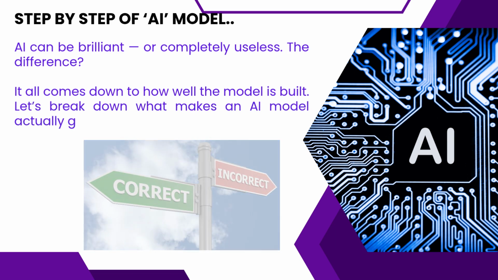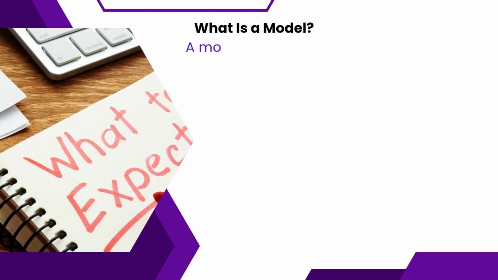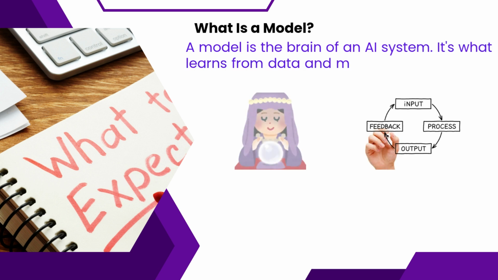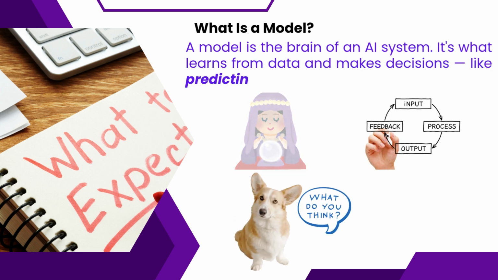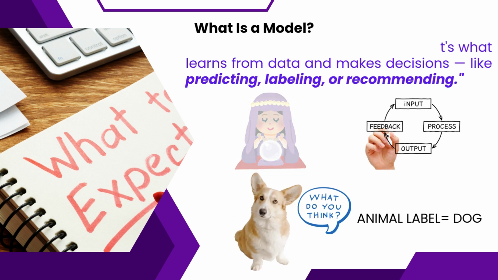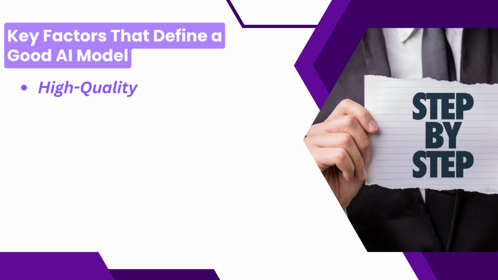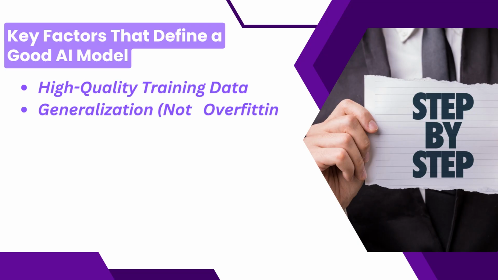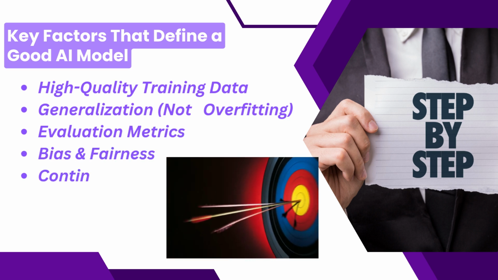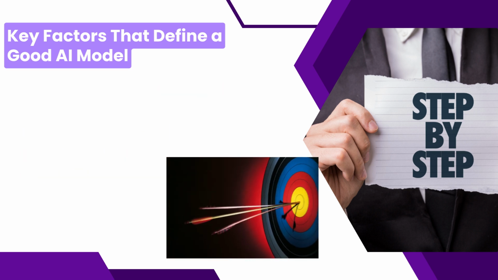Let's break down what makes an AI model actually good. So what is a model? A model is the brain of an AI system. It's what learns from data and makes decisions, like predicting, labeling, or recommending. Let's look at the key factors that define a good AI model, which are high-quality training data, generalization, not overfitting, evaluation metrics, bias and fairness, continuous learning.